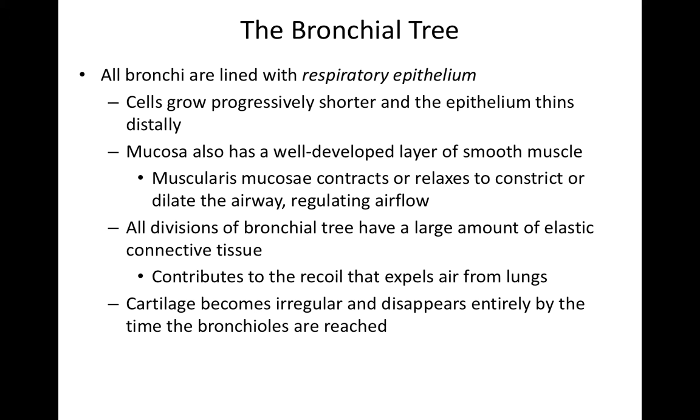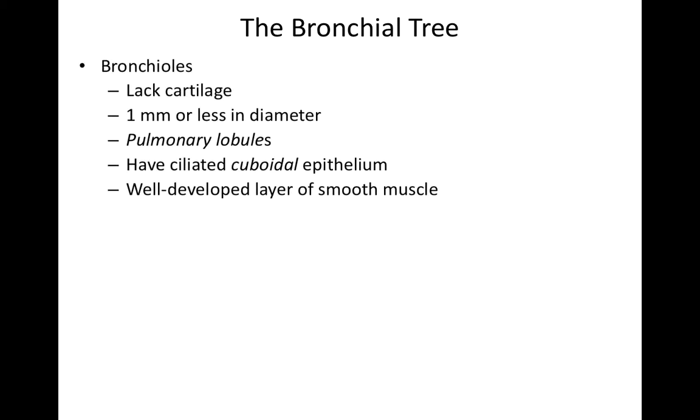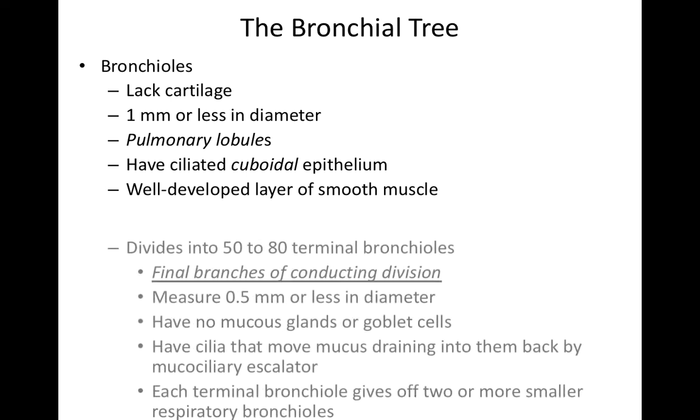Again, like I was talking about before, the cartilage is going to change. It's going to thin out on the edges, so it's going to become crescent shape and then get really thin crescent, and then finally it's going to become fairly irregular, and then it disappears altogether as we get down into the bronchioles. So the bronchioles are where the cartilage disappears. We're talking about tubes that are about 1 millimeter or less in diameter. The epithelium has gone from a columnar down to a ciliated cuboidal, and we got a really nice layer of smooth muscle.